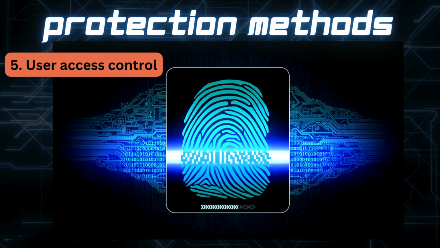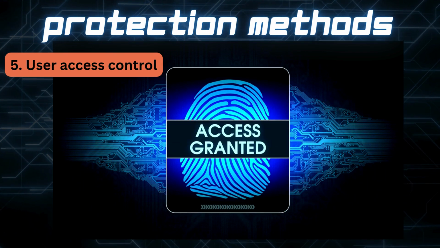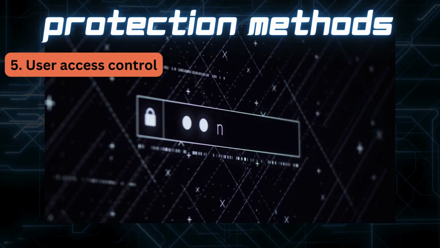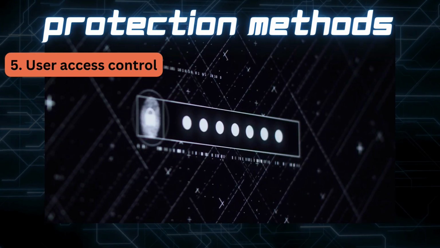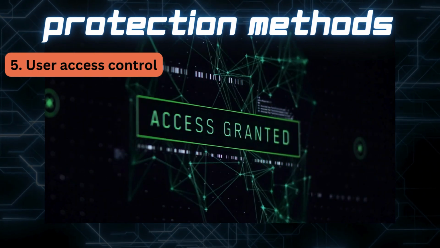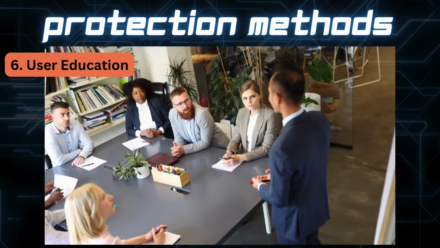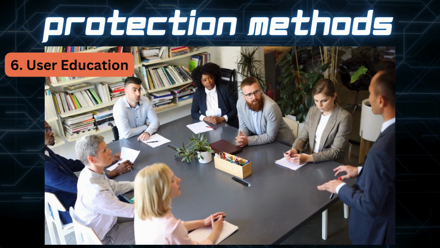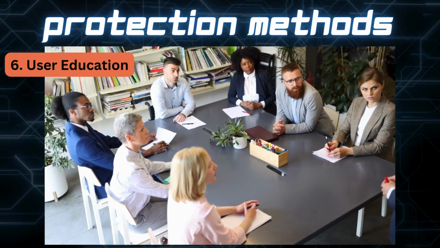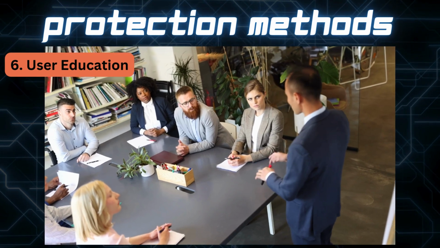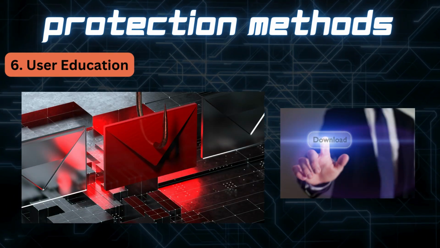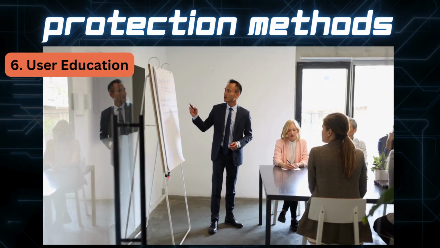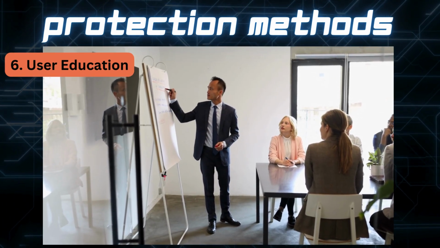Limiting access to sensitive information significantly reduces the potential impact if an account is compromised. Following the principle of least privilege ensures that users only have access to the data they need to do their jobs. Last but not least, user education is key. Teaching users how to identify malware and recognize social engineering attacks is crucial. Phishing emails and suspicious downloads are common entry points for malware, so the more informed your team is, the better.